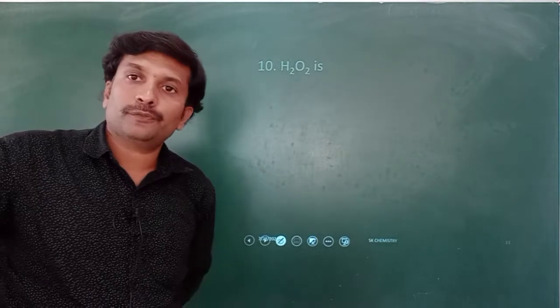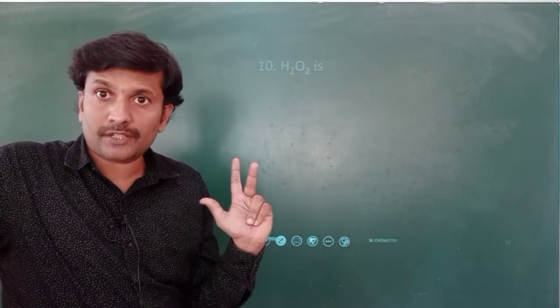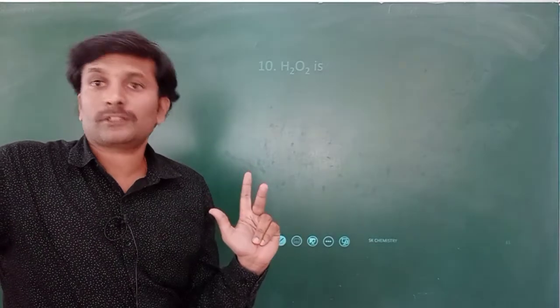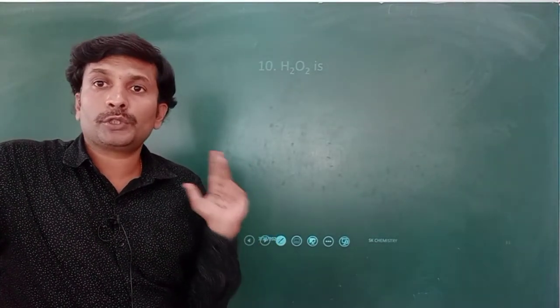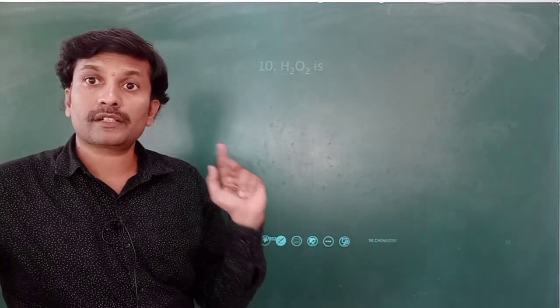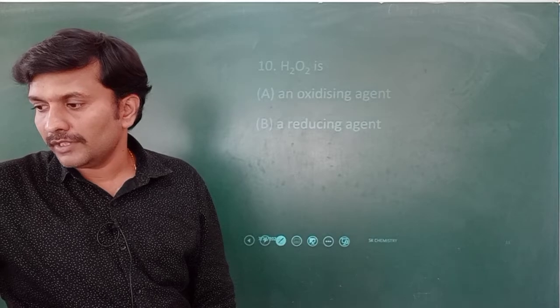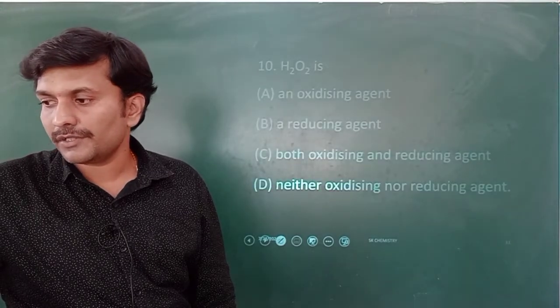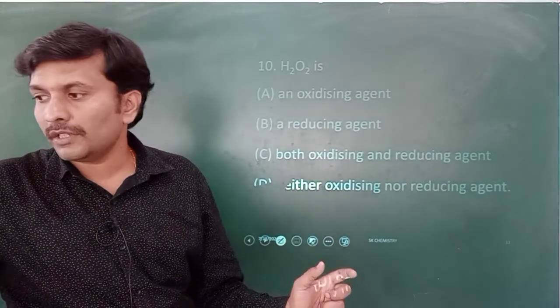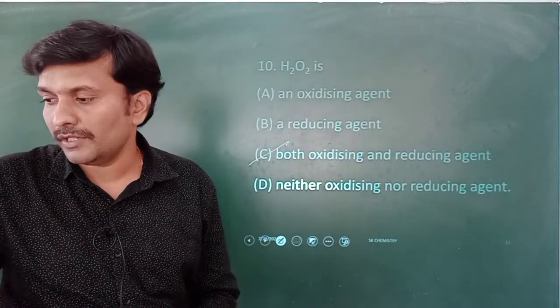Then H2O2. Please remember KMnO4 is a good oxidizing agent. K2Cr2O7 in acidic medium is a good oxidizing agent. H2O2 is both an oxidizing as well as a reducing agent. So in this case, which is the option, children? Both oxidizing and reducing agent. So it is which option? C.